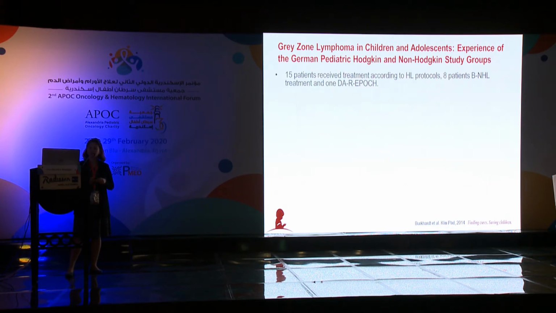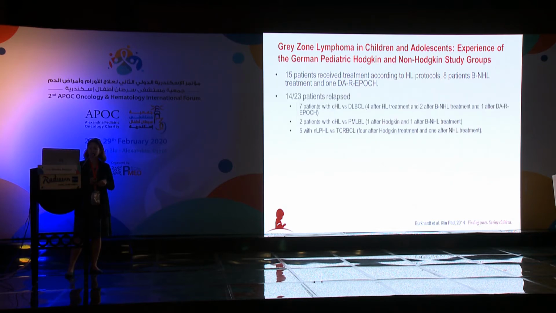And 15 of these patients had received treatment according to Hodgkin lymphoma protocols, and 8 patients according to the NHL protocols, including one that got escalated BEACOPP. And 14 patients relapsed, so that's a pretty significant number of patients with this pathology relapsed. So 7 patients that had this combination between Hodgkin and diffuse large B-cell relapsed, and 2 that had the combination of Hodgkin with primary mediastinal, and 5 that had somewhere between the LP Hodgkin and the T-cell rich B-cell. And it didn't really matter whether they were treated according to the Hodgkin or the non-Hodgkin lymphoma protocols.